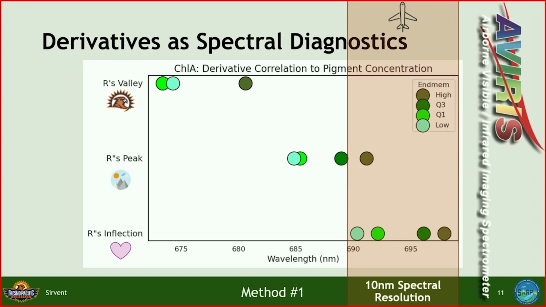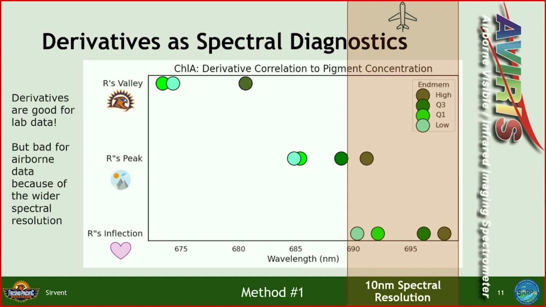So this beautiful accordion of values gets completely covered up by the coarse spectral resolution, which leads us to believe that derivatives are really good for lab data, but really, really poor for airborne data or satellite data. So we kick derivatives to the curb and move on to the next method.